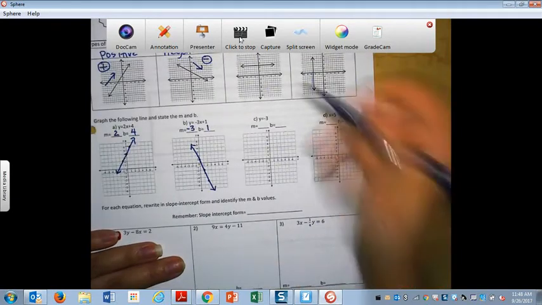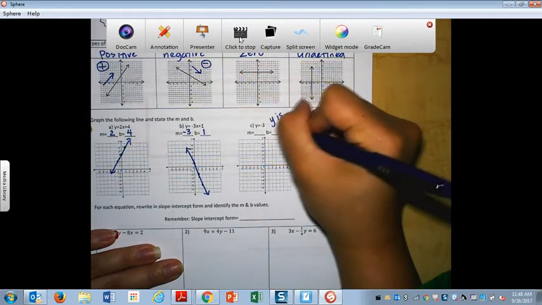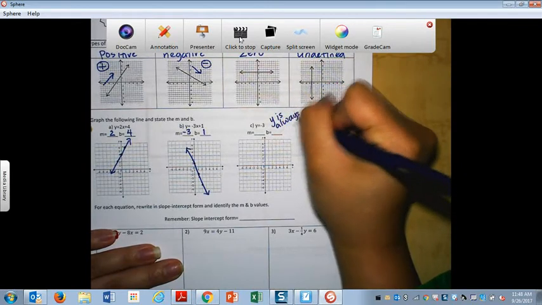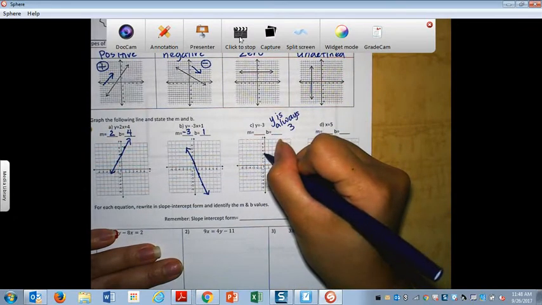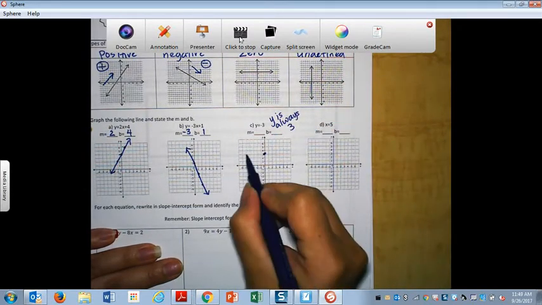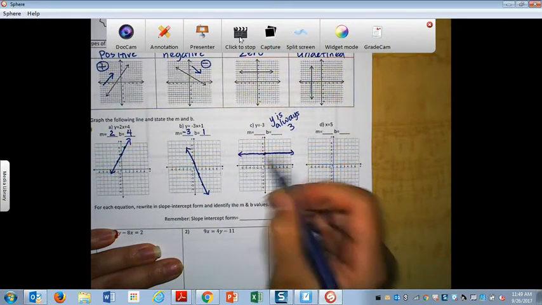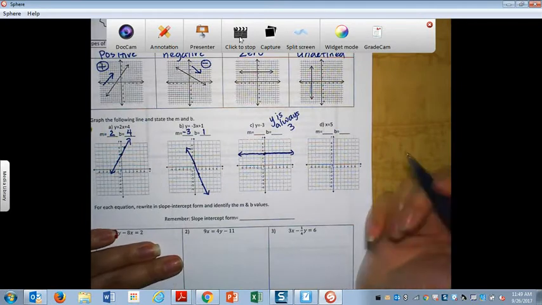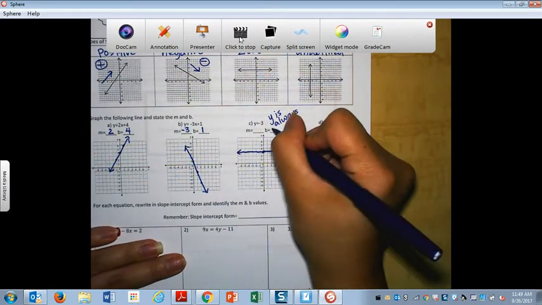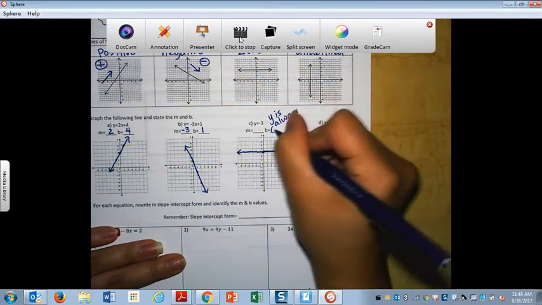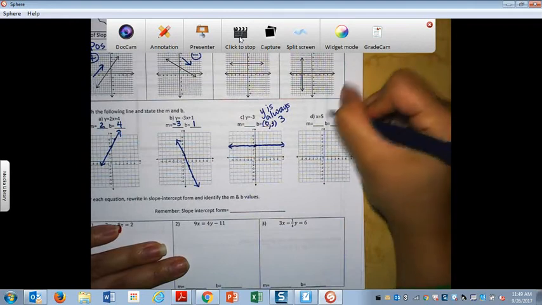Alright, y equals 3. Okay, y is always 3. Okay, so you look at the y-axis and here it is. Okay, so your line is going to go through that. Again, these types of lines have a zero slope. Okay, and your B is going to be 0, 3.